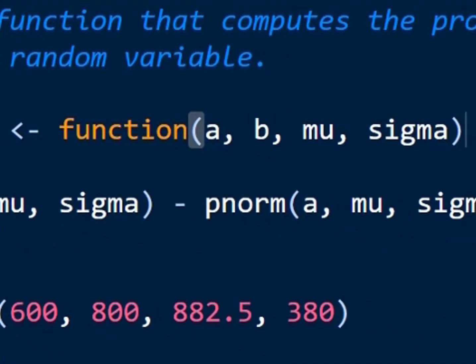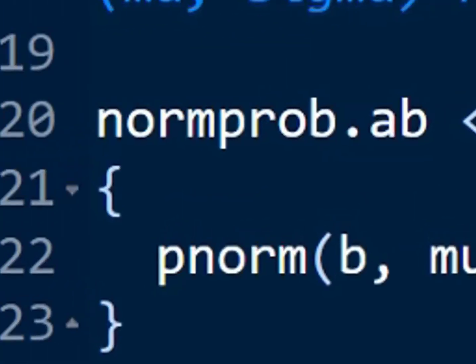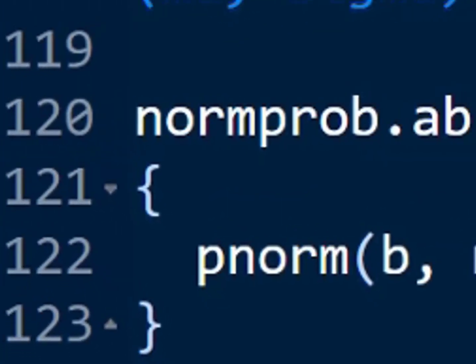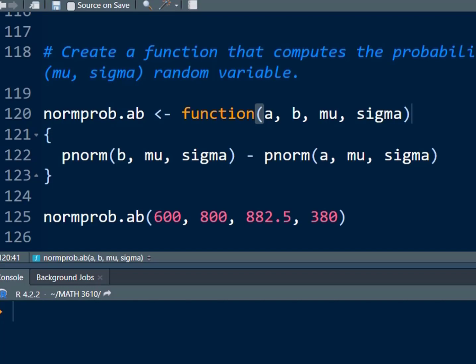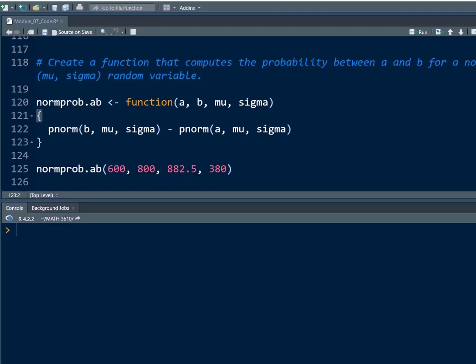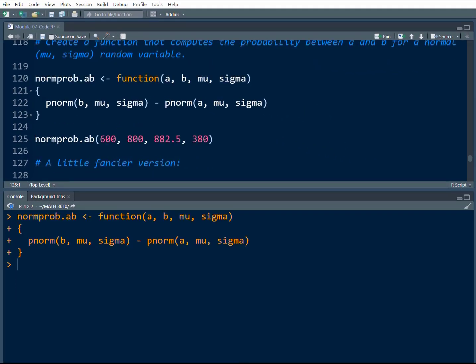We make the assignment and use the function command to indicate that we're defining a new function. We need to put all necessary parameters inside parentheses separated by commas. Then we open a curly bracket. All commands in our function will go between the open and closed curly brackets. To find the probability that y is between a and b, we need pnorm(b, mu, sigma) minus pnorm(a, mu, sigma). Don't forget to close the curly brackets. And now we have a new function that we can use.